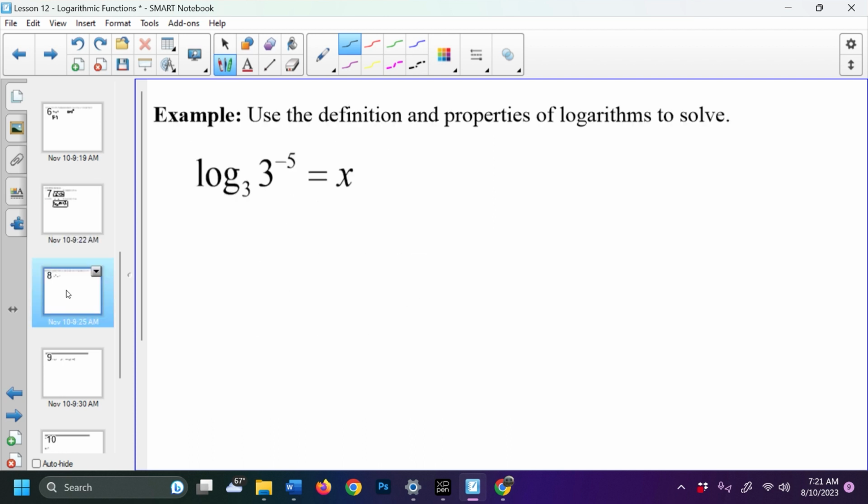It says use the definition and properties of logarithms to solve. So we have something like this: log base 3 of 3 to the negative fifth. And if you have logarithms and then exponentials all with the same base, in this case it's 3, usually something is going to cancel out.